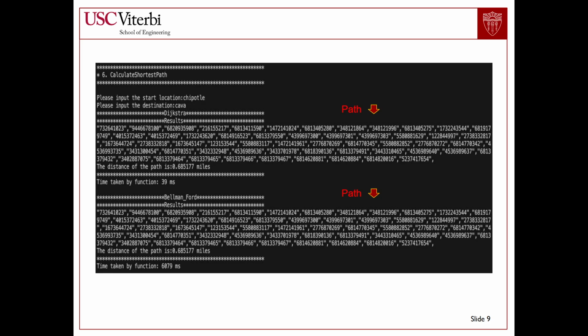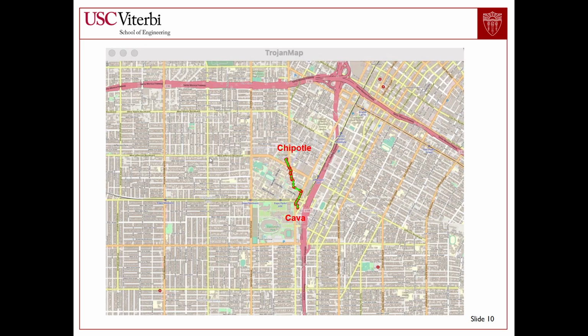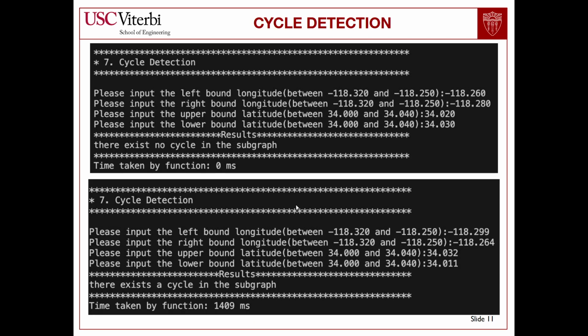And even here you can see, for an example, Chipotle to Kava, Dijkstra is quite fast compared to Bellman-Ford, and it is due to Dijkstra's greedy approach. Here you can see the plotted shortest path from Chipotle to Kava.